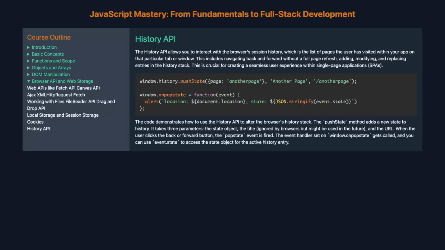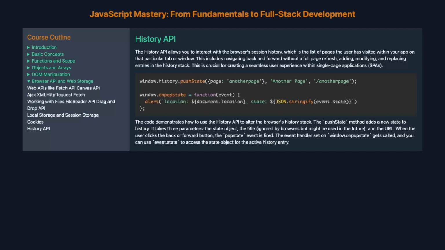History API. The History API allows you to interact with the browser's session history, which is the list of pages the user has visited within your app on that particular tab or window. This includes navigating back and forward without a full page refresh, adding, modifying, and replacing entries in the history stack. This is crucial for creating a seamless user experience within single-page applications, SPAs.